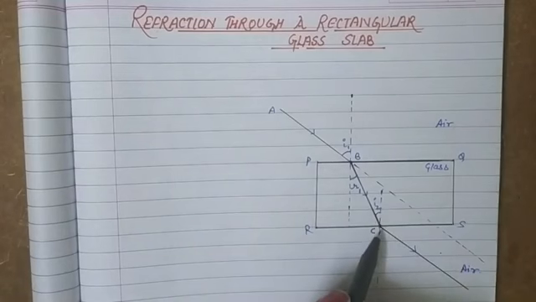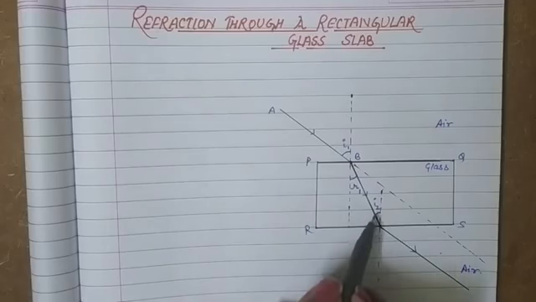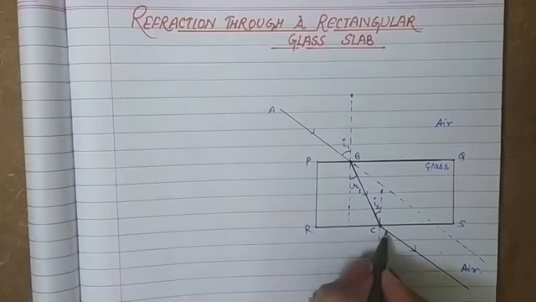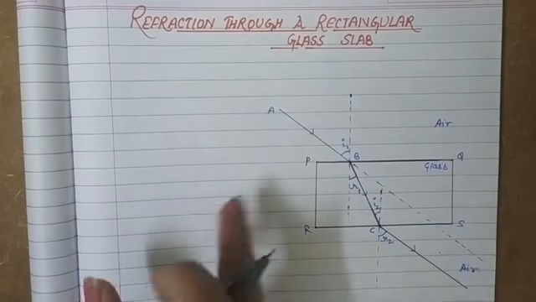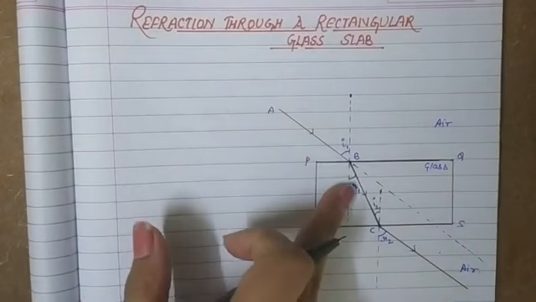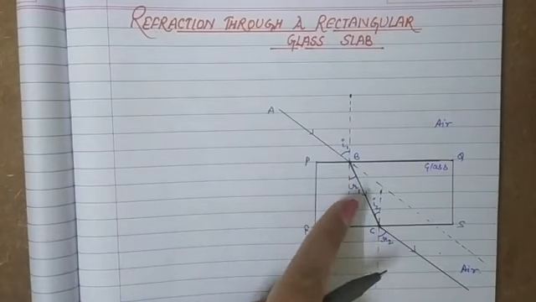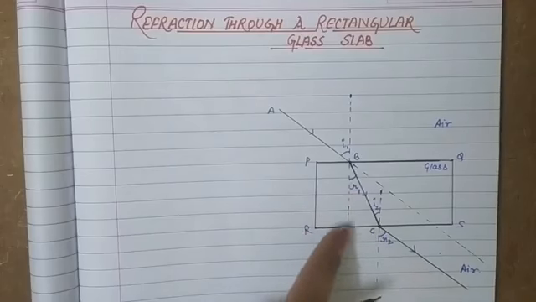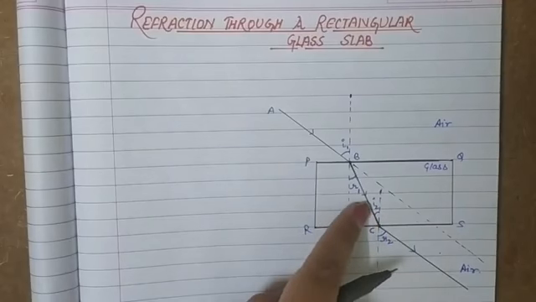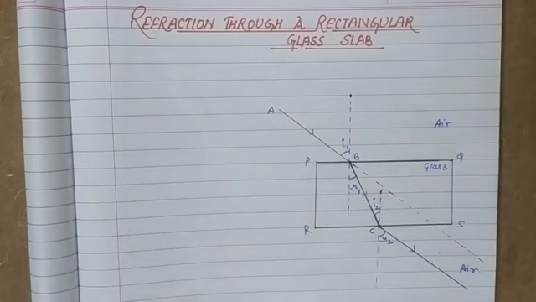When light moves from glass to air, its angle of incidence is I2 and angle of refraction is R2. When the light ray passes from air to glass, its angle of incidence is I1 and angle of refraction is R1. But after that, when it goes from glass to air at point C, its angle of incidence is I2 and angle of refraction is R2. So this is how we can draw the diagram.